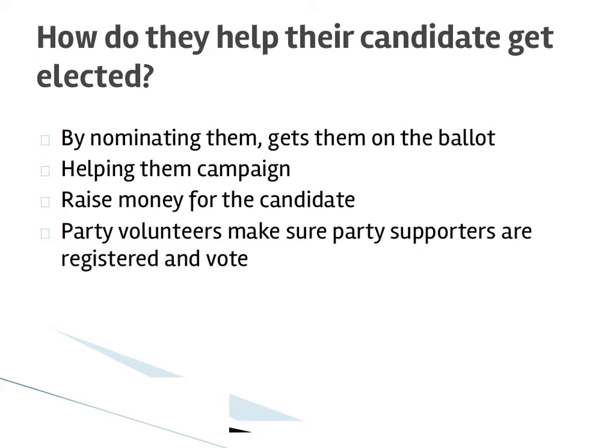How do political parties get their candidates elected? The first thing they do is they go through a nomination process. We'll talk about this later, but some states have primaries and some states have caucuses. Either way, it's the way political parties choose their candidates for election.